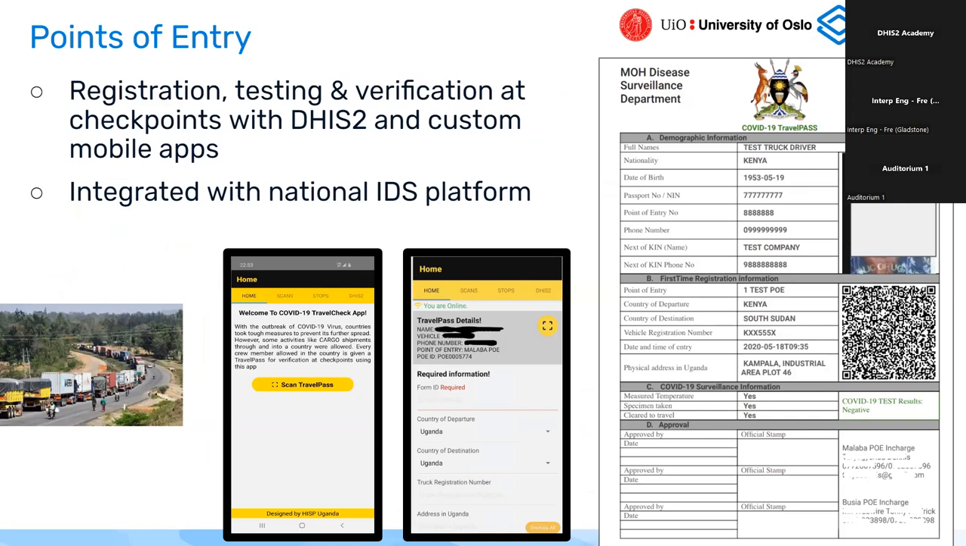These points of entry were places where you can add new actors who are collecting data, integrating it into this system. This example is also from Uganda, where they have more than 60 land borders, and it was really important for them to keep trade open during this emergency, but also being able to track and monitor the people crossing those borders and make sure that if one of them turned up positive, they could also appropriately respond.